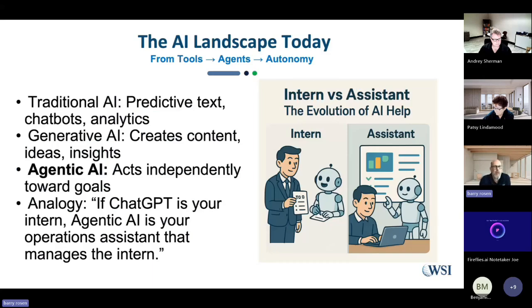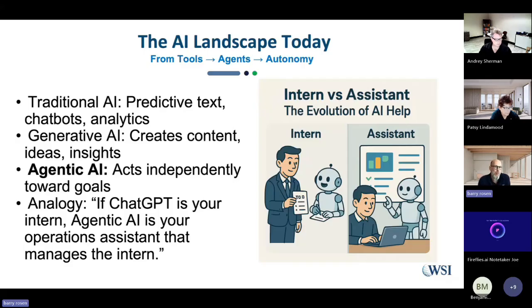So then what is next on top of that? That is where we get into agentic AI. And this is essentially when AI is going to go out and act independently towards the goals that you set for it. So think about ChatGPT as maybe your intern that does research for you.